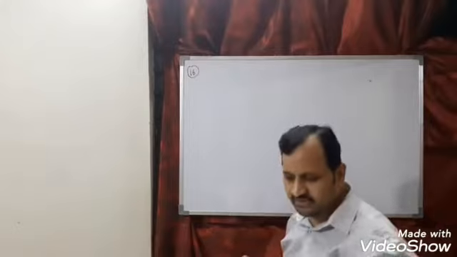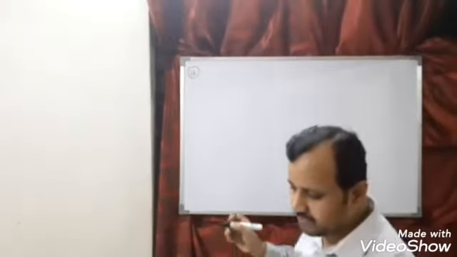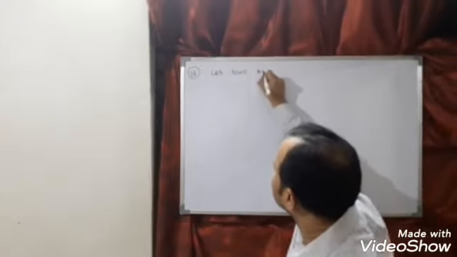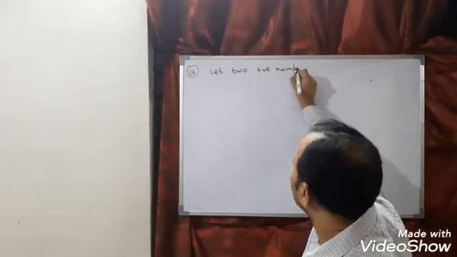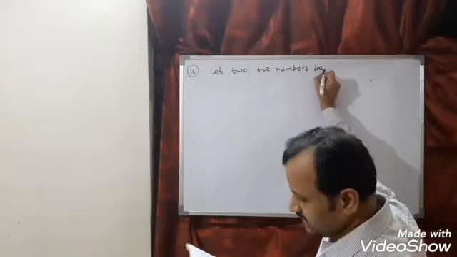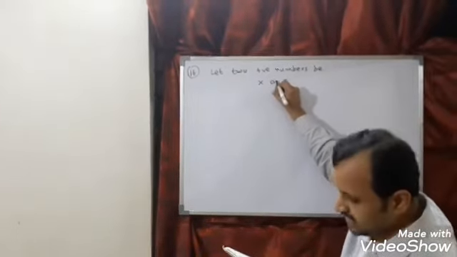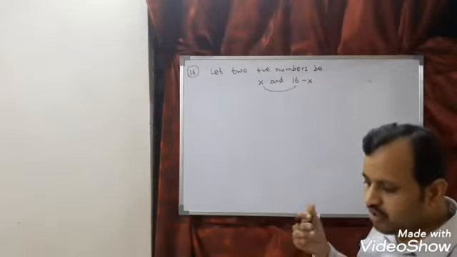And the question here is: find two positive numbers whose sum is 16 and the sum of whose cubes is minimum. So here I can say, let the two positive numbers be x and 16 minus x, since the sum is 16. When you take the sum, you will find that the sum is equal to 16. And the sum of whose cubes is minimum.